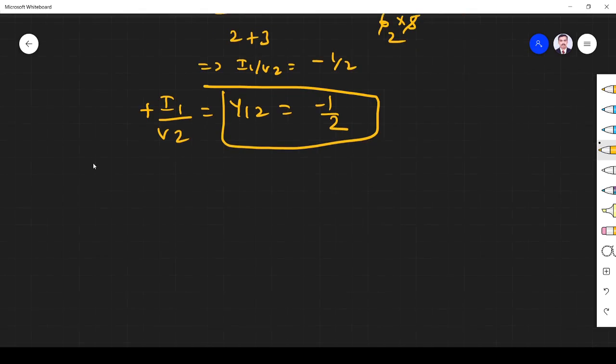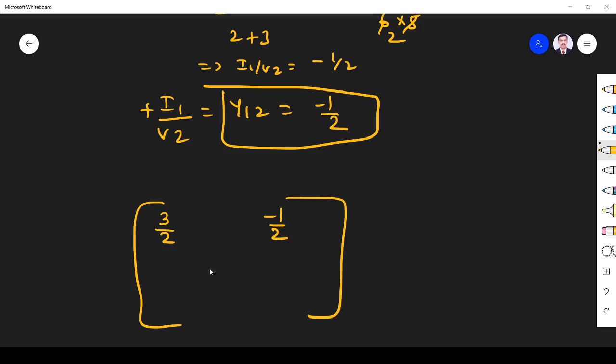So now we got everything. What is the parameter? Y11, Y12, everything we got. Y11 is 3 by 2. This is minus 1 by 2. This is minus 1 by 2. This is 5 by 6. This is Y11, Y12, Y21, Y22. Right? Now we got everything.